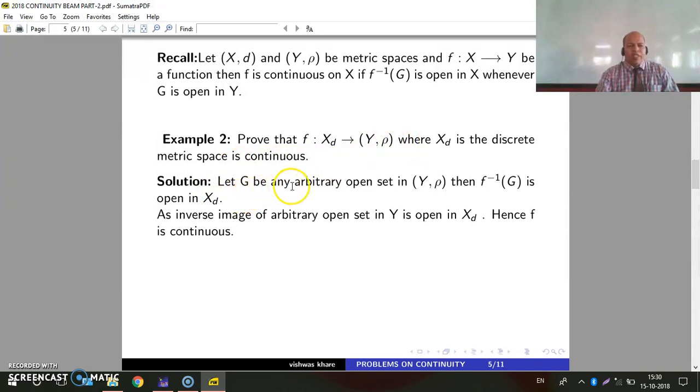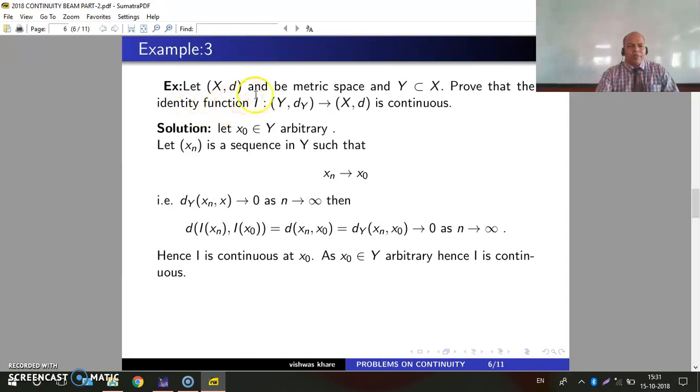Solution. Let G be an arbitrary open set in (Y, ρ). Then f inverse of G is open in (X, d). As the inverse image of an arbitrary open set in Y is open in X, hence f is continuous. This is because any subset of a discrete metric space is open. Hence we have f inverse of G is open in X. Hence f is continuous.